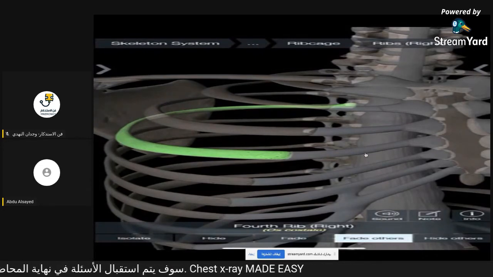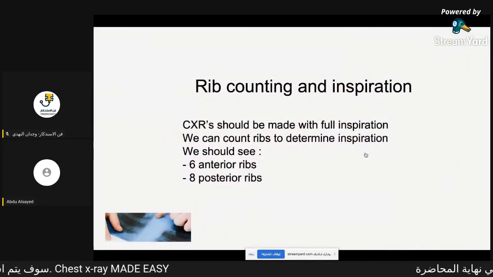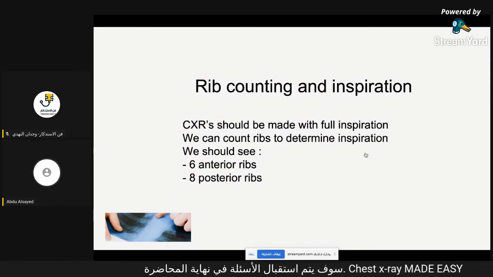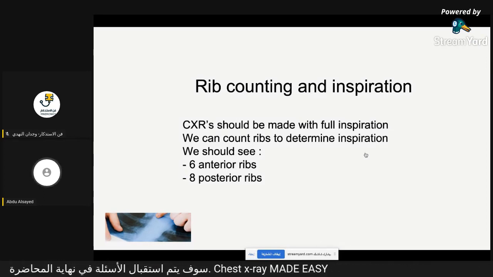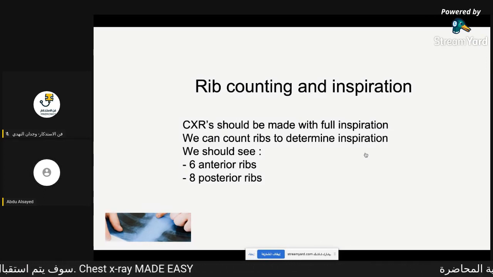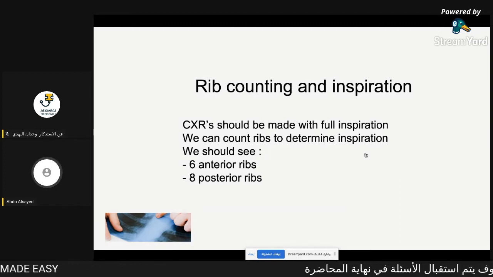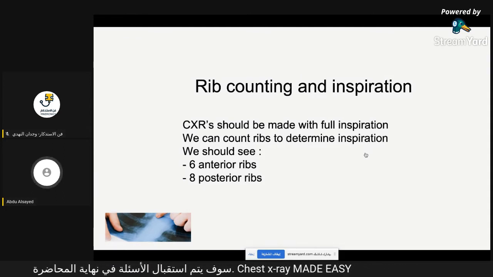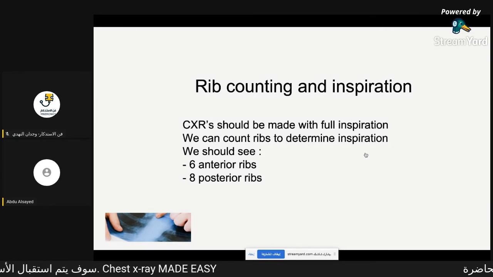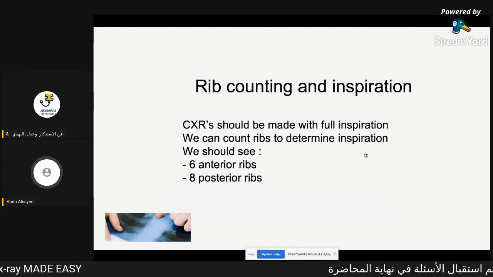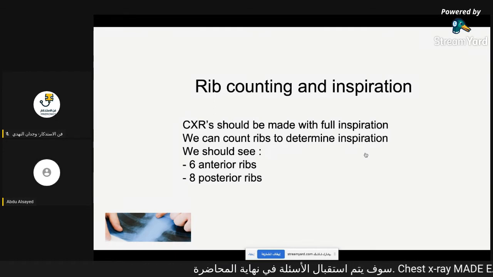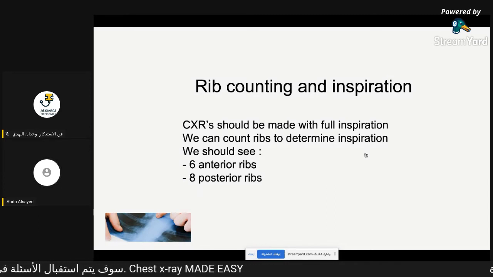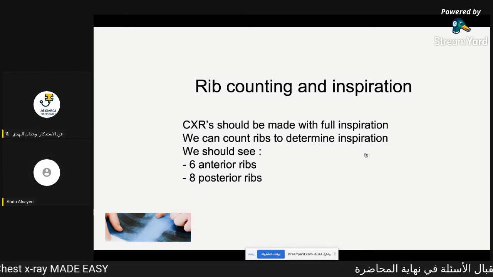As we mentioned before, rib counting is so crucial. We always take the chest X-ray in the full inspiratory phase. We are asking our patient to take a deep breath, then asking them to hold their breath for a few seconds. At that time, we will take the X-ray. We mentioned before, at least 6 anterior ribs, at least 8 posterior ribs. We should count them to say this is a good and full inspiratory phase for the chest X-ray.